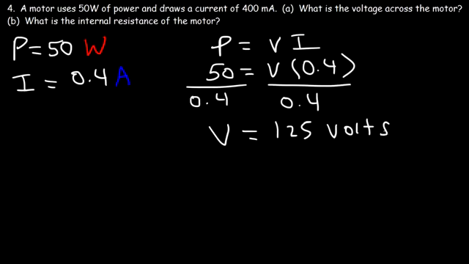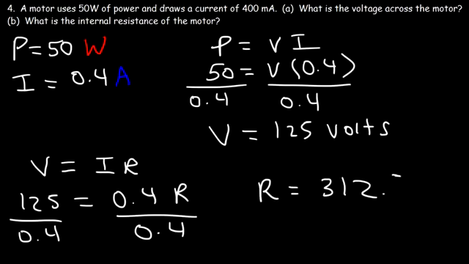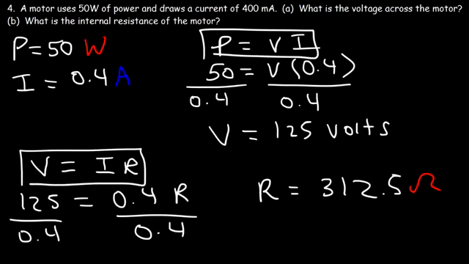Now what about part B? What is the internal resistance of the motor? Well, let's use Ohm's law. V is equal to IR. So V is 125, I is 0.4, and let's find R. So let's divide both sides by 0.4. 125 divided by 0.4 is equal to 312.5 ohms. So as you can see, these two equations are very important. P is equal to VI and V equals IR. They're very useful in solving common problems.